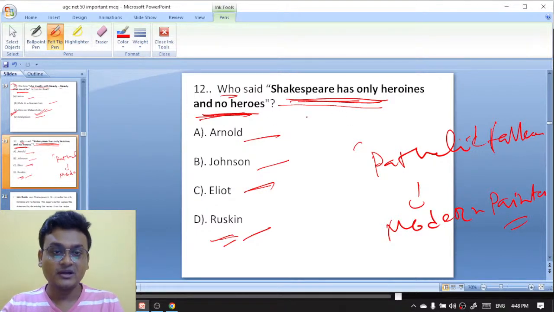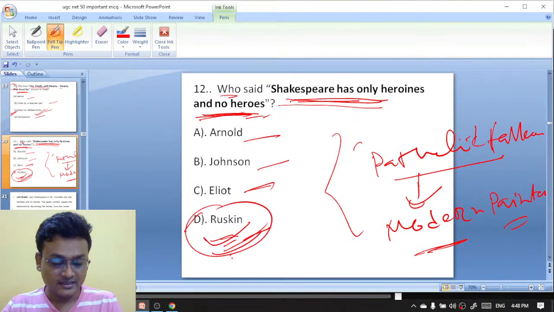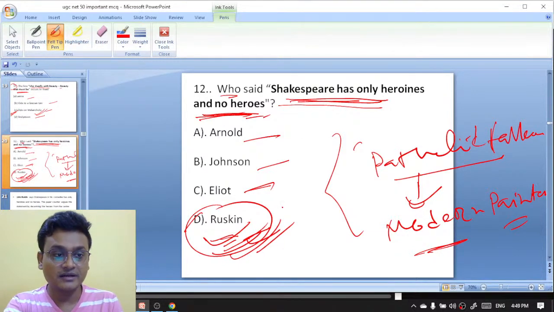Pathetic fallacy was coined by him in this book, Modern Painters. Now who wrote Modern Painters? It is John Ruskin. Yeah, exactly. Swati and Sai, absolutely fantastic. Shakespeare has only heroines and no heroes. It is John Ruskin.